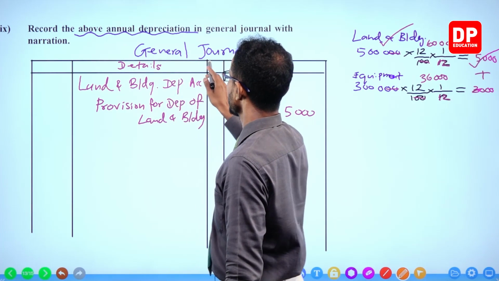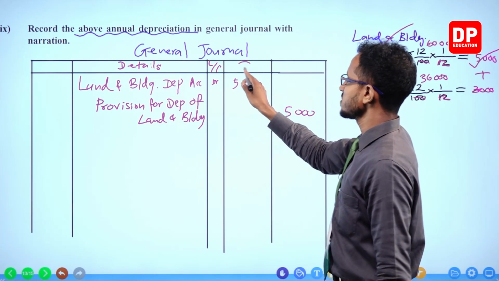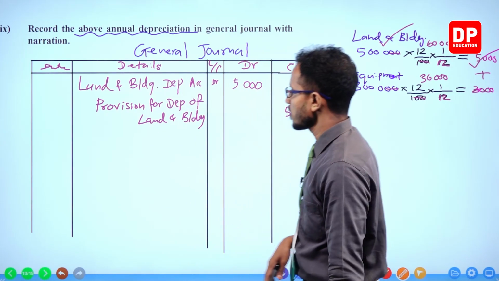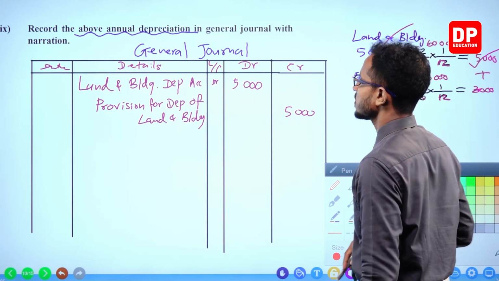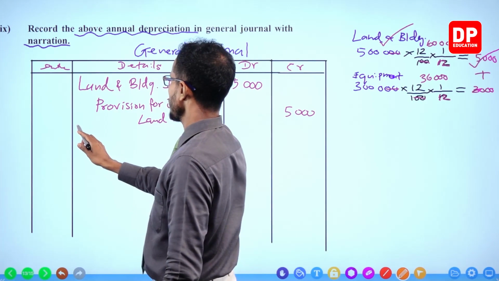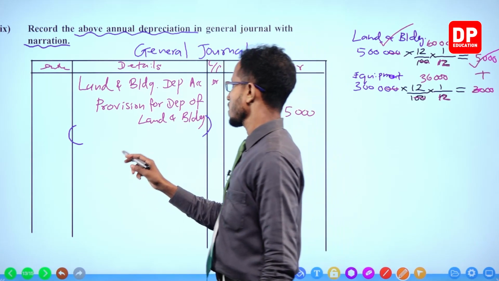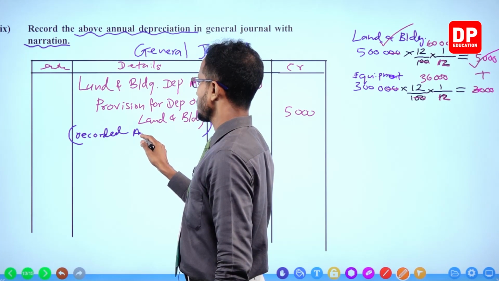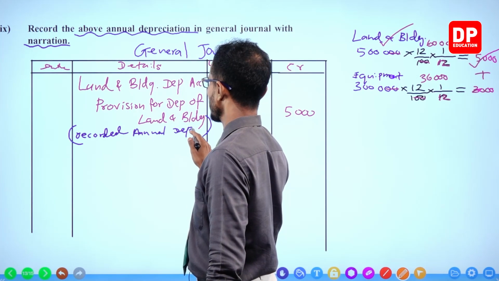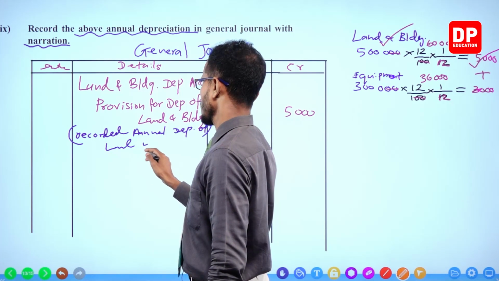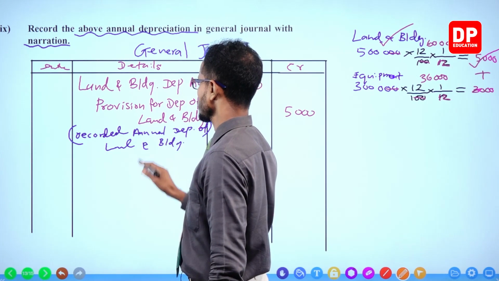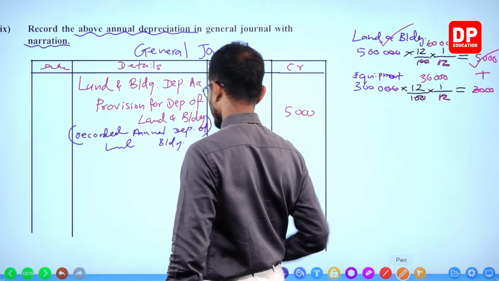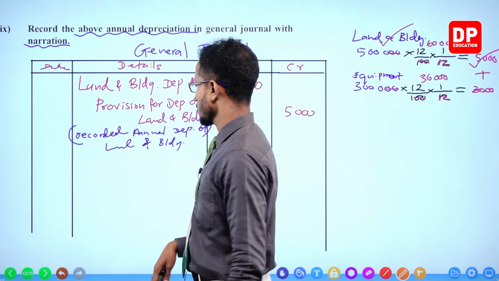Details column. This is a ledger page, ledger folio. This is debit column. This is credit column. Date. Okay. Narration is needed. What is the narration? Recorded annual depreciation of land and building. That is the narration. Done.